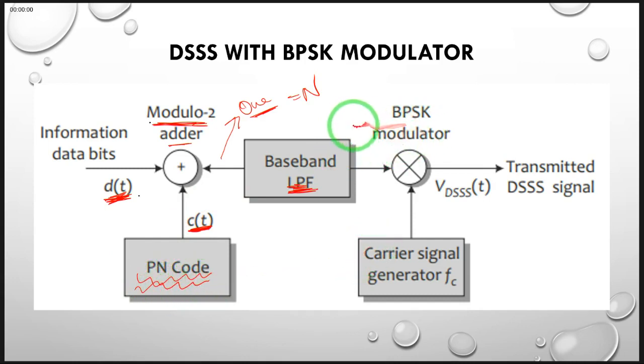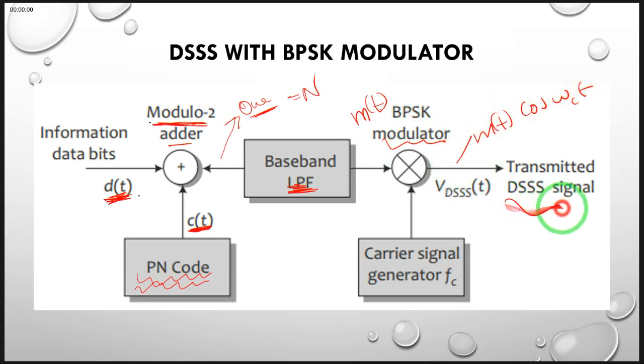Once we have received what we referred to as our m(t) in our previous discussion, we now perform the BPSK modulation. Therefore, we are able to get here our m(t) cos omega c t. This is what we transmit to our channel, that is interference limited.